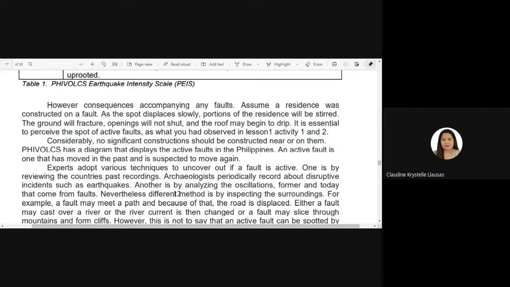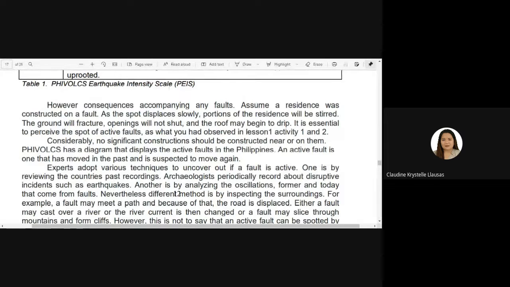However, there are consequences accompanying any fault. Assume a residence was constructed on a fault. Meaning, a house was built right on a fault, near big cracks. So as the spot displaces slowly, portions of the residence will be stirred. That is why it is important that when we decide to build a house, we plan it properly.